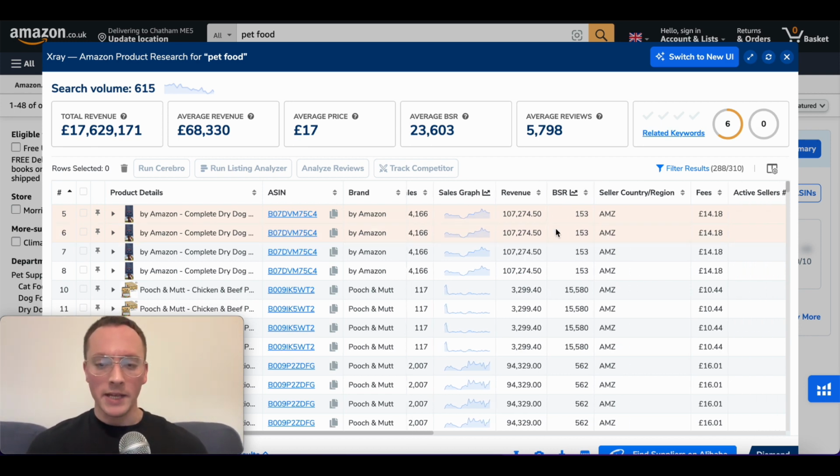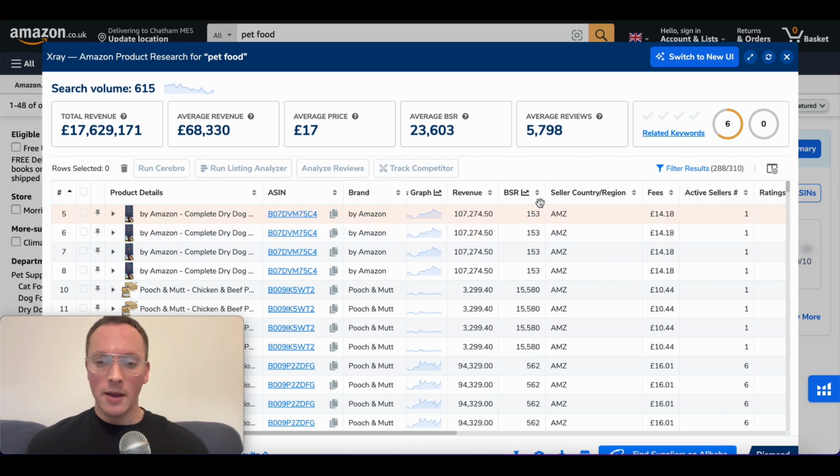A lot of people don't go over that stuff. So yes, we've got the revenue there. We've got the BSR rank, which is good to know. As you can see, you see the massive difference between the BSR rank, 153 there, compared to the Pooch and Mutt one down here. They're not selling anywhere near as much.